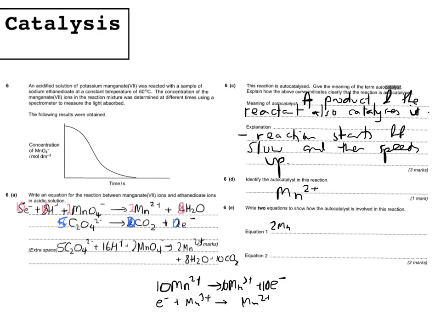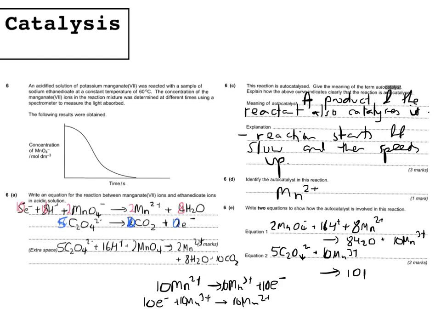So you'll get 2 MnO4- plus 16H+ plus 10 Mn2+, which will be 8 Mn2+ once the Mn2+ are cancelled, goes to make 8H2O plus 10 Mn3+. And then the second equation will combine with your ethanedioate equation, so you're going to multiply everything up by 10 again, and so you'll get 5 C2O4 2- plus 10 Mn3+ goes to make 10 Mn2+ plus 10 CO2.